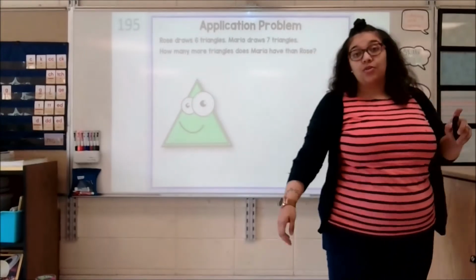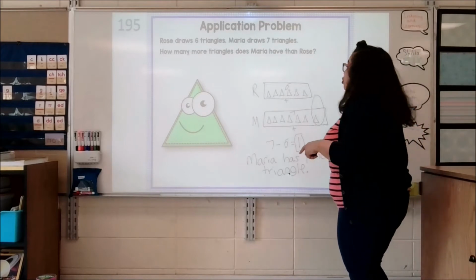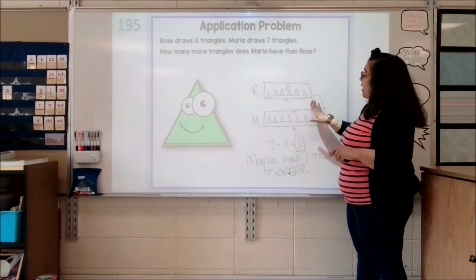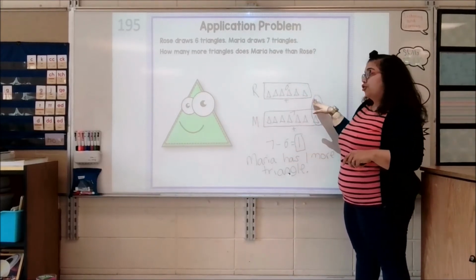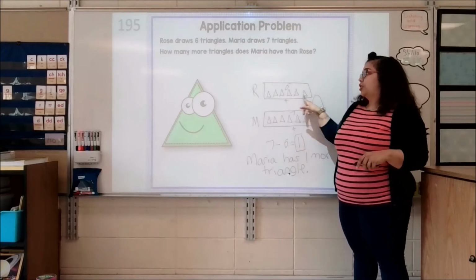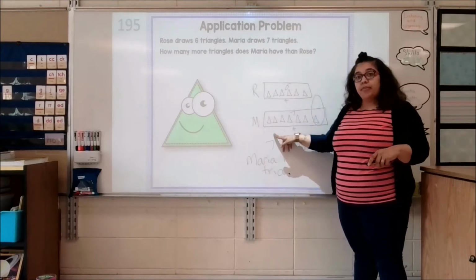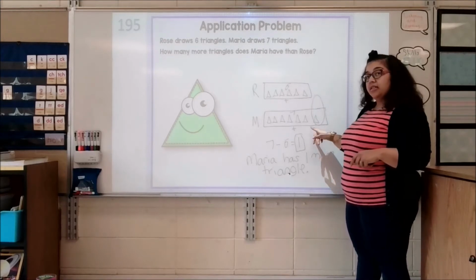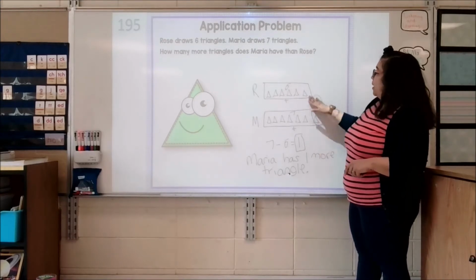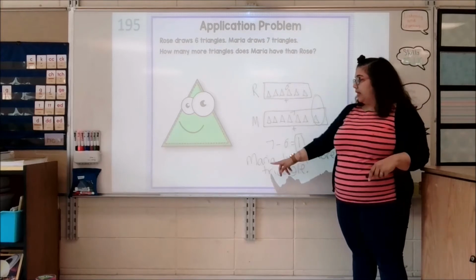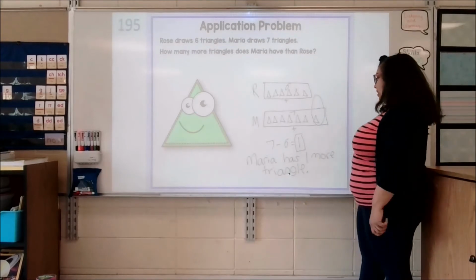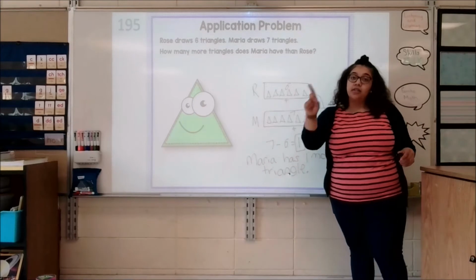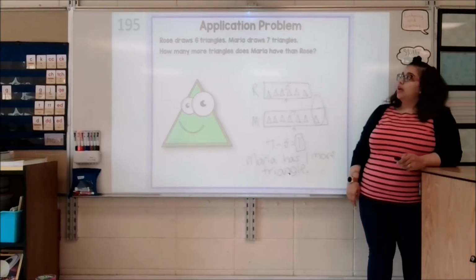All right, so what I did to show that their triangles were not connected was that I drew a picture to represent Rose's triangles and that she had 6, and then I drew to represent Maria's triangles and that she had 7, and I see that this group is bigger than that group by 1. So in subtracting, 7 minus 6 is equal to 1. Maria has 1 more triangle. So yes, those are our shapes.